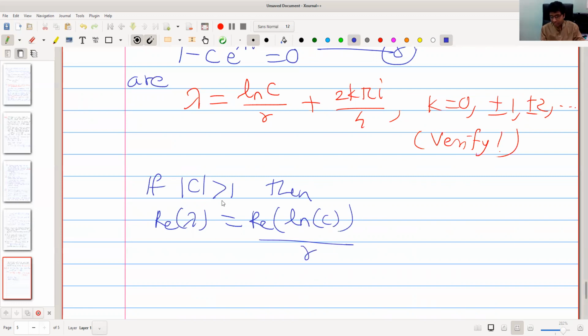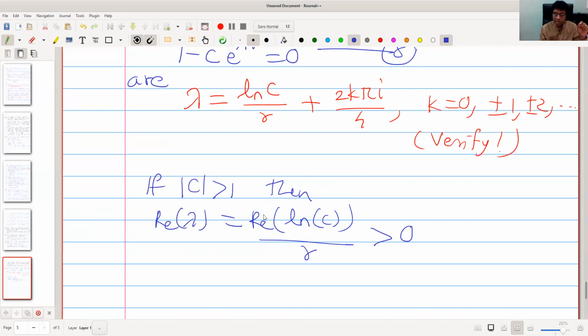Okay, and if mod c is greater than 1, then the real part of the logarithm of c is positive. Okay, this is positive. Log of c may be a complex number if c is negative. Mod c greater than 1 means it is either greater than 1 or less than minus 1. If c is less than minus 1, then this will be a complex number, otherwise a real number.